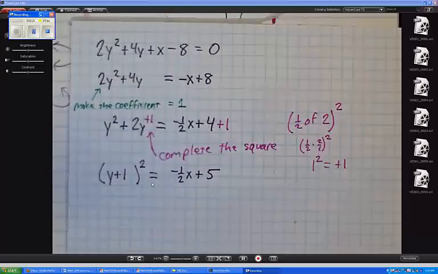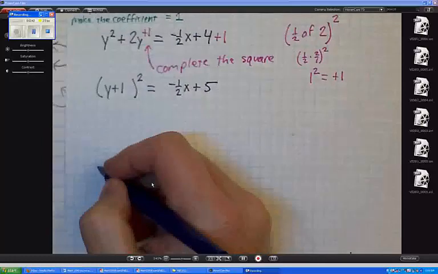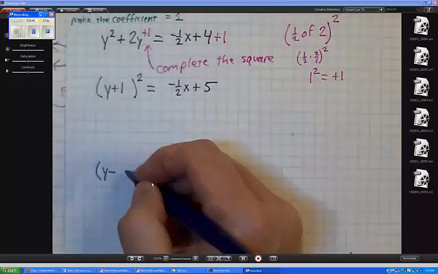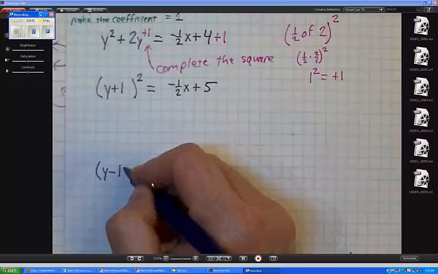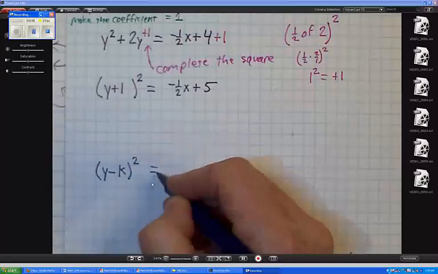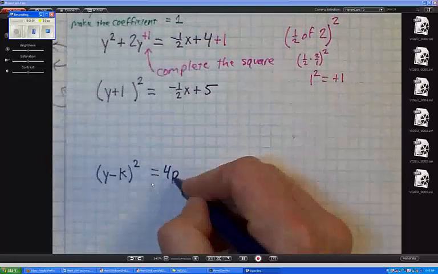So now what? Am I done? Remember what the actual form of this equation is. We'd like to get it to say, I guess it would be y minus what? h or k? k goes with y, because k is the y coordinate. So it's going to be y minus k squared equals what? 4p times, we want x minus h.